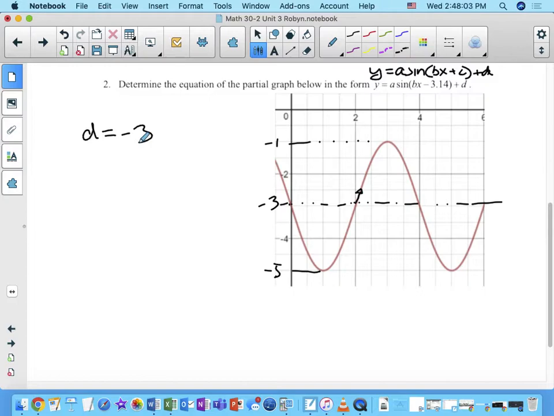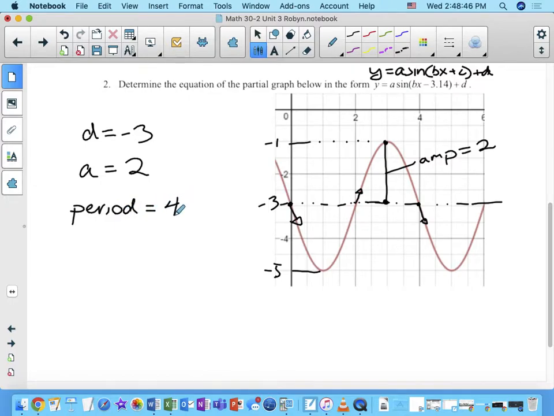What about the amplitude? Amplitude is the distance from the midline to the maximum or the minimum. So here's the midline, here's the maximum. What's that distance? Yeah, that's 2. And that's the a value. And then finally, the period. The period's 4, because you can see when x is 0, it's starting on the downswing, and the next time it's on the downswing at the midline is at x equals 4. So the period is 4.